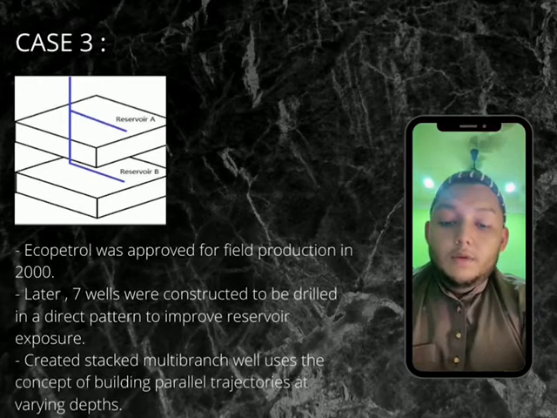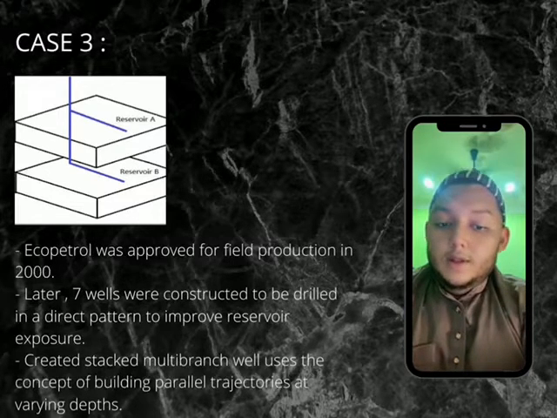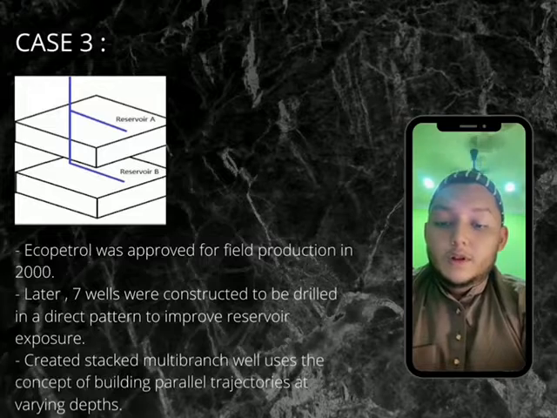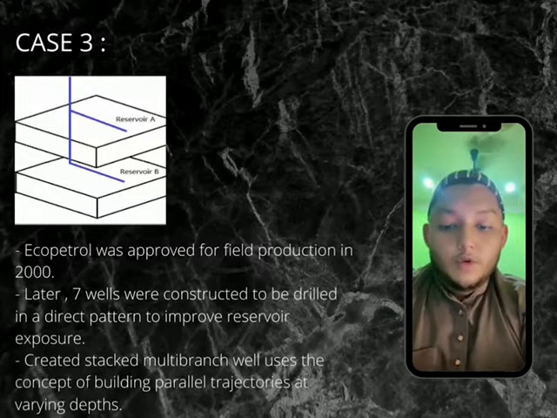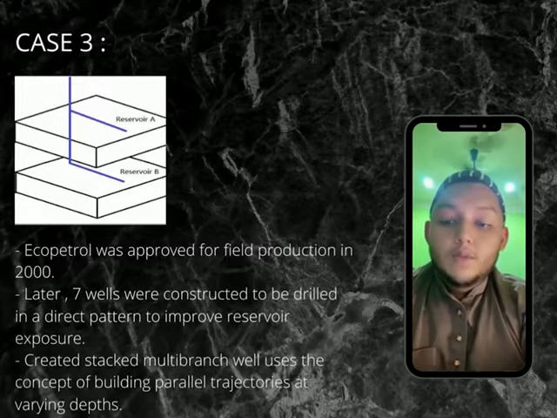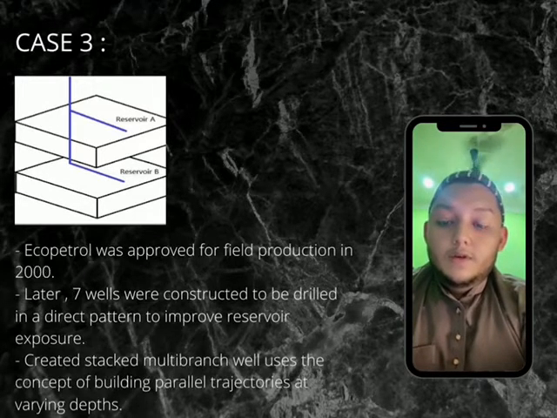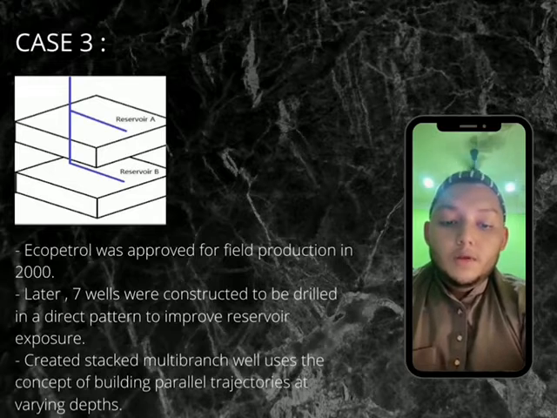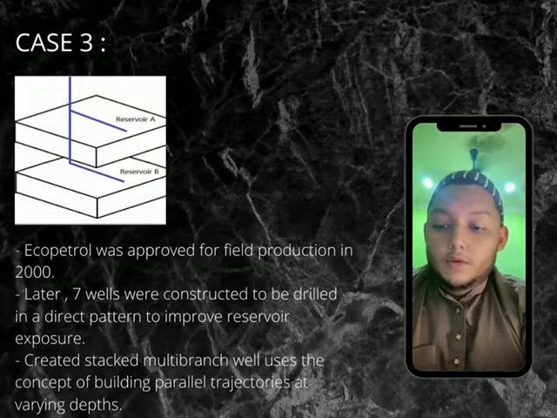And the first horizontal well was completed in February 2001. Later, 7 wells were constructed to be drilled in a directed pattern to improve reservoir exposure. Then in 2006, a multidisciplinary team was formed to evaluate the viability of advanced well construction in order to increase oil sweep performance and avoid bypassed oil in the K2 reservoir.